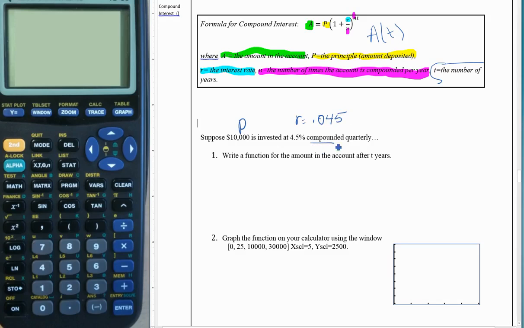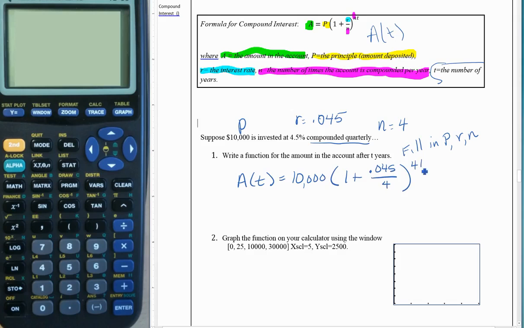The other thing we're told is that it's compounded quarterly. Well, quarterly means 4 times a year. So N here is going to be 4. Okay, so 1 says write a function for the amount in the account after T years. So that means we need to fill in P, R, and N. We'll leave T as our variable. So here we have the amount after T years. Our P is $10,000. 1 plus R over N, so 0.045 over 4, raised to the 4 times T.